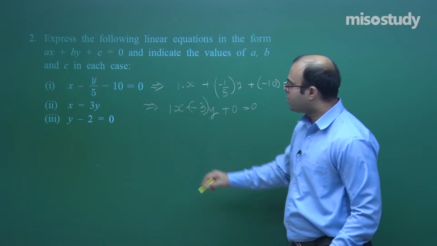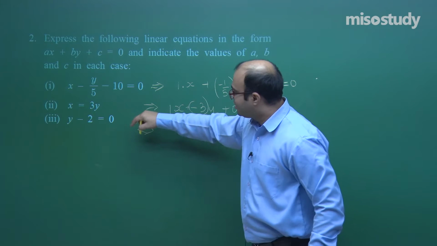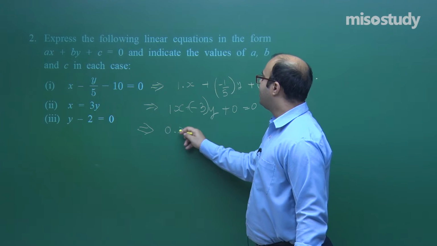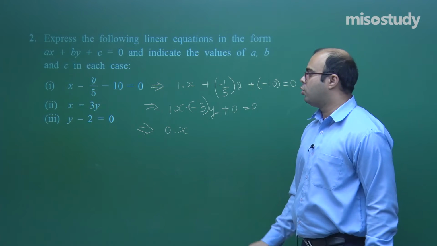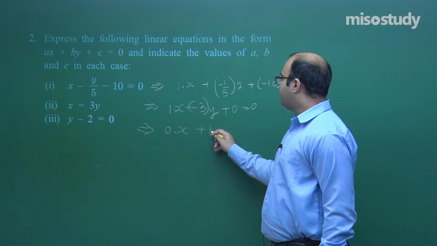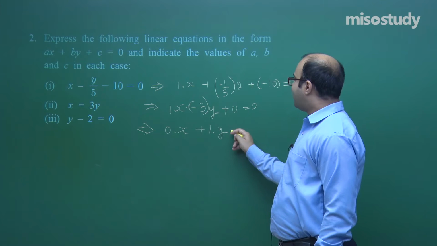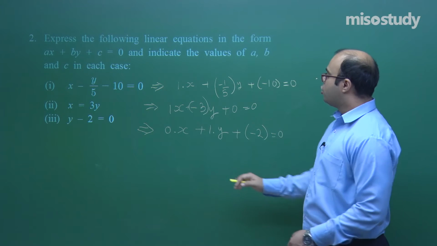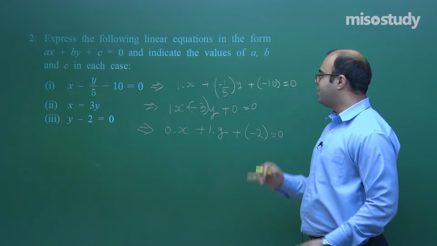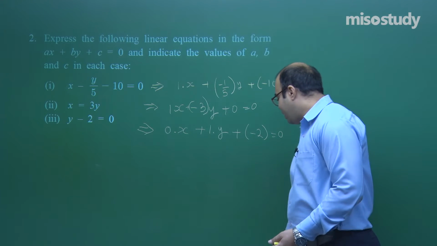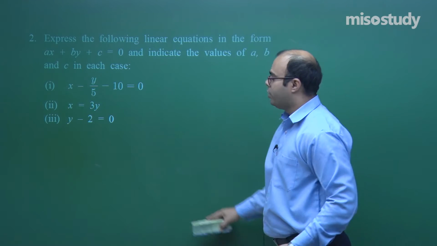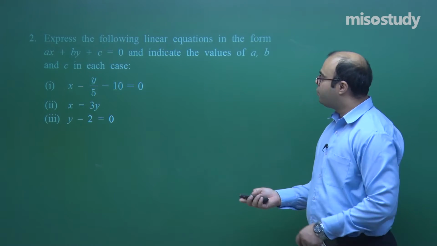For the last one, it can be written as, since there is no x there, that means the coefficient of x which is a is 0, that is why it is making it 0, plus y is there, 1 into y, plus c is minus 2, so plus minus 2 is equal to 0. So a is 0, b is 1 and c is minus 2. This is how we can rearrange these equations and get the values of a, b and c, students. Okay. Let us move to the next question.